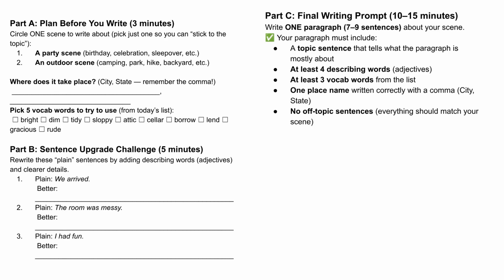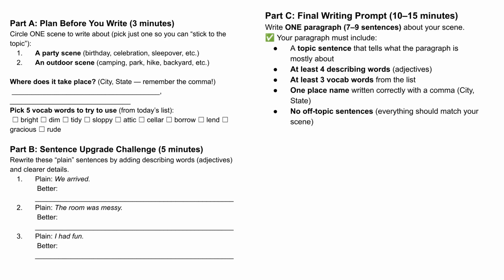For part B, take the sentence upgrade challenge. Rewrite the 3 plain, boring sentences by adding describing words and clearer details to make them better. Finally, for part C, write your 1 paragraph about your scene. It should be 7 to 9 sentences long.